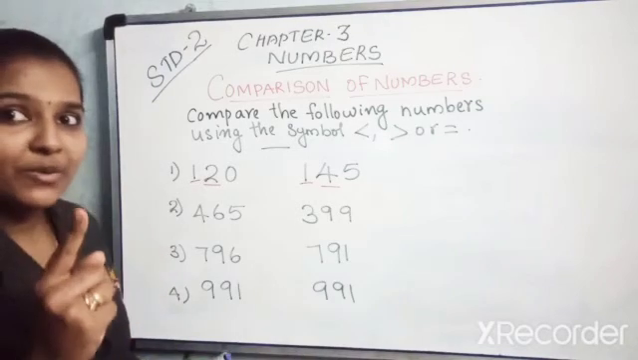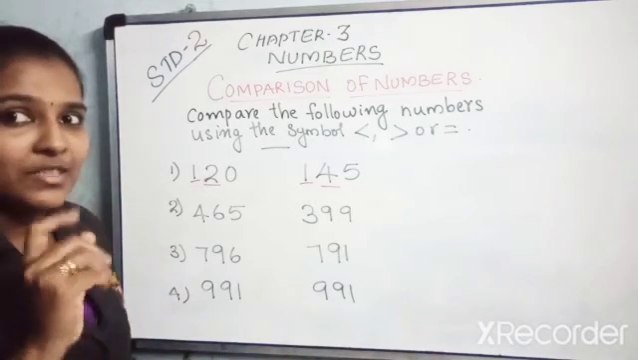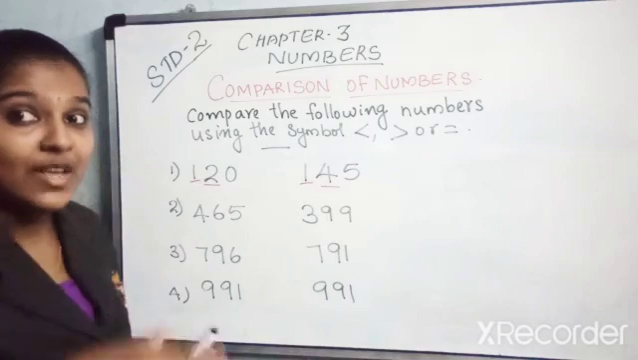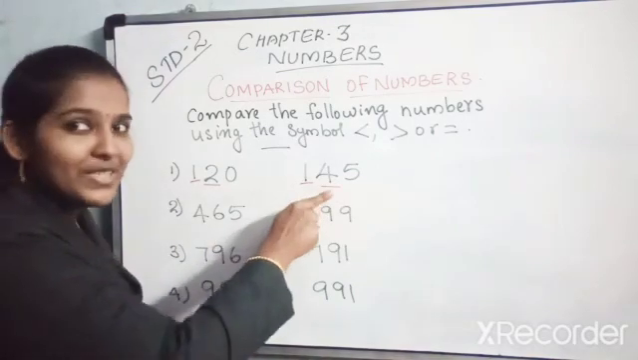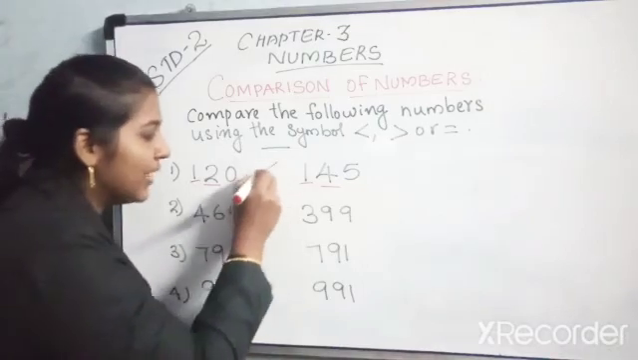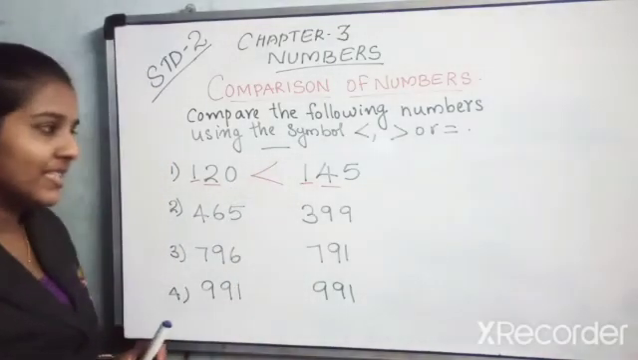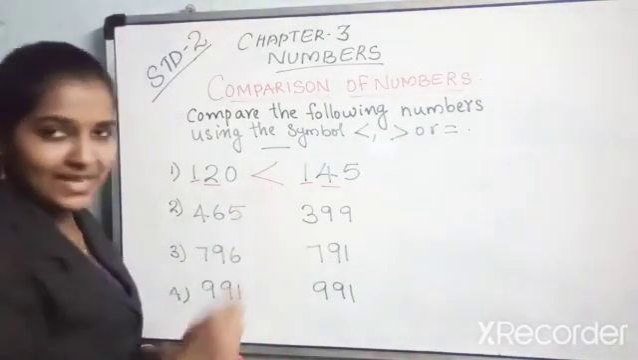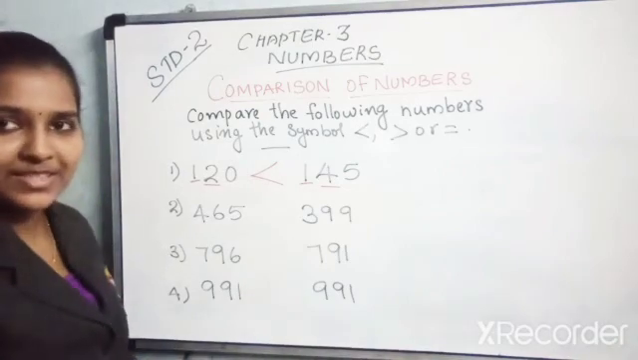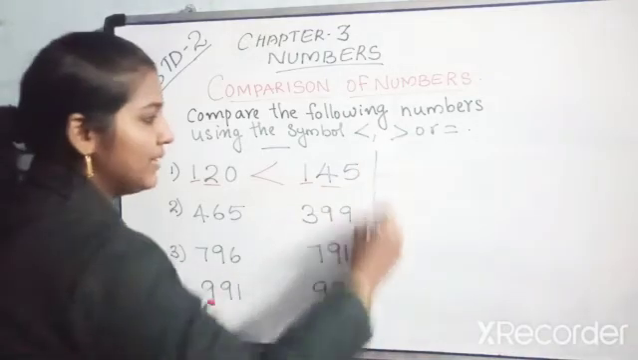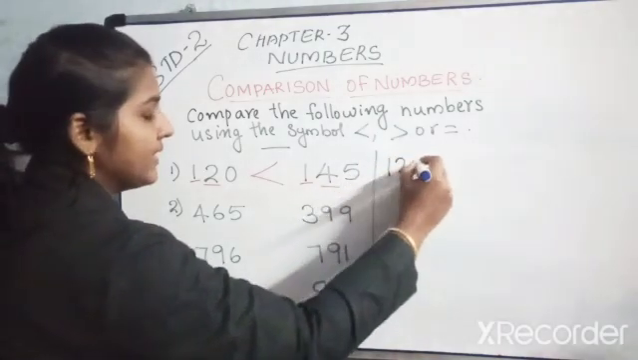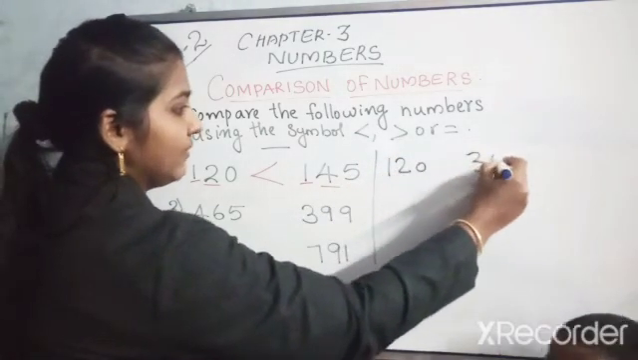So we know our hungry alligator's mouth is always open towards the larger number. So we know 4 is the larger number. So you can put the symbol like this. And this is the less than symbol. Got it, children? Okay. Now suppose here the numbers are 120 and 35.